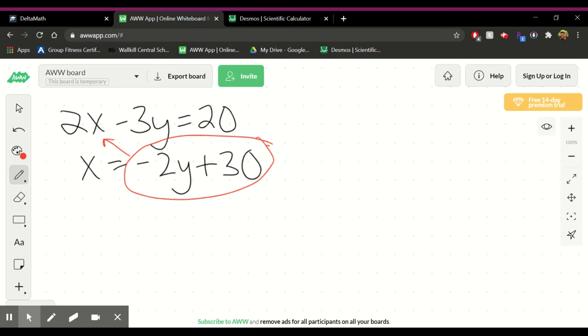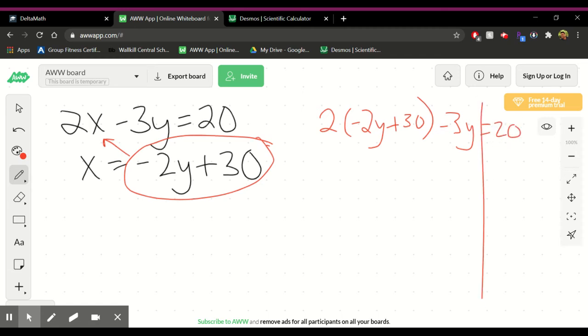So I get 2 times negative 2y plus 3, minus 3y is 20. Lots of steps here. Distribute. So you get negative 4y plus 6. Bring everything else down. Minus 3y equals 20.